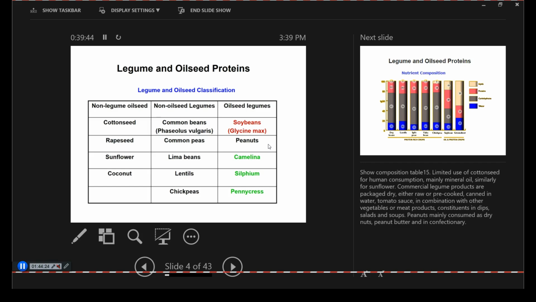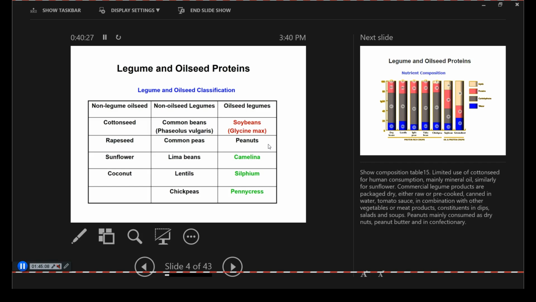So, cottonseed, rapeseed, another rapeseed is also known in the northwest or Canada as canola. It's the genetically modified rapeseed. Sunflower, coconut. So these are in that category. Legumes that don't have high amount of oil: the common beans, the peas, lentils, chickpeas, or in other words, pulses. These are relatively high in protein, not very high, and high in starch, low in oil.